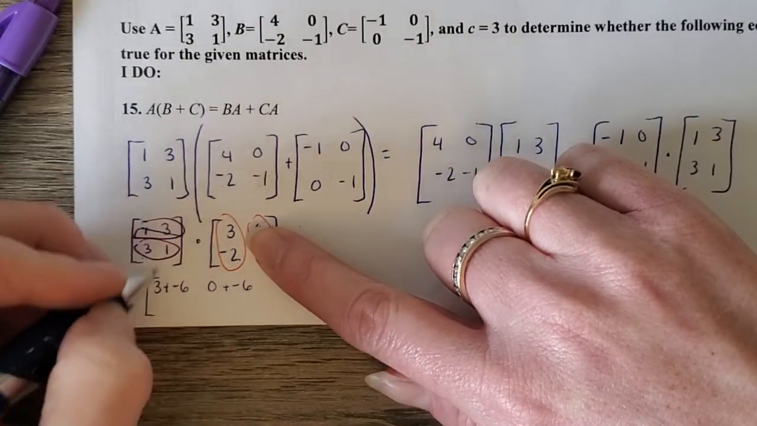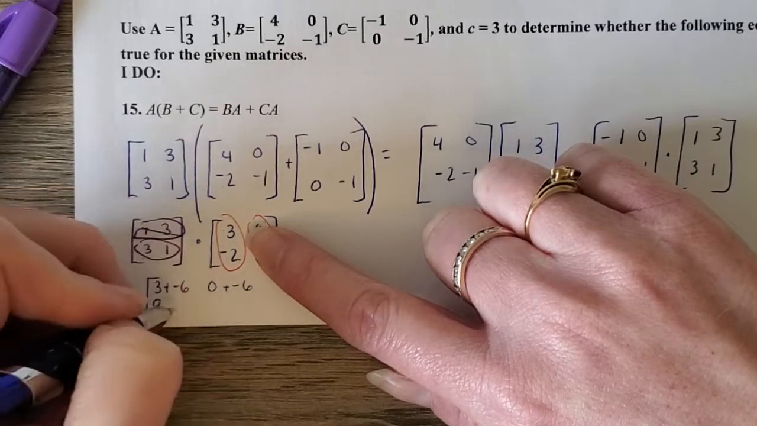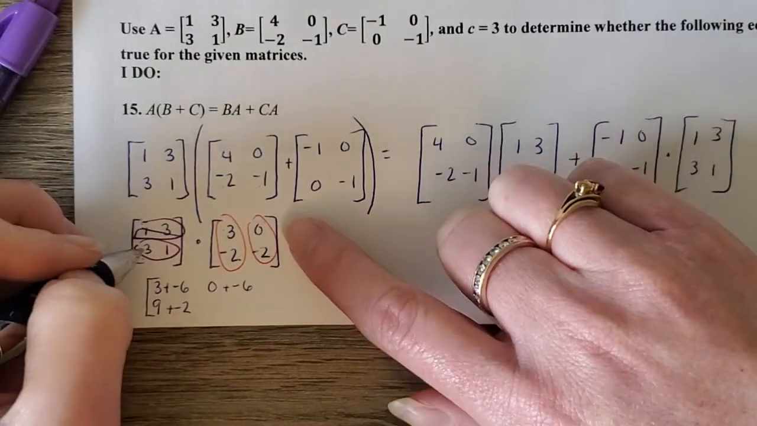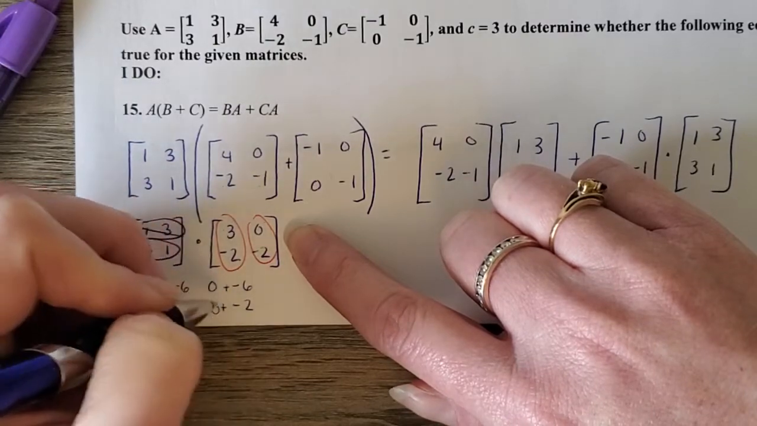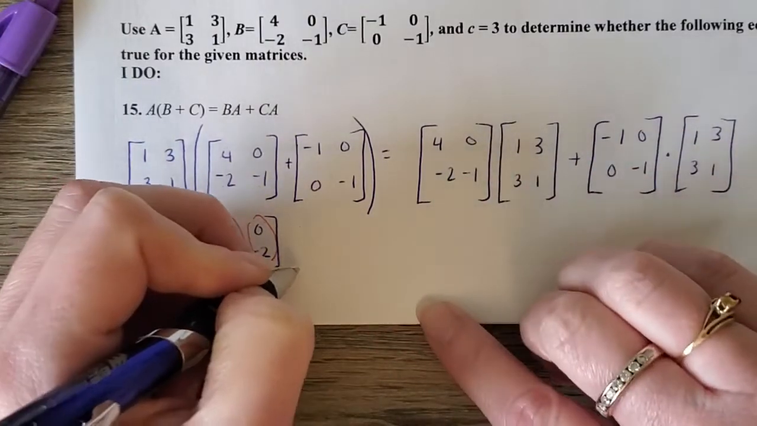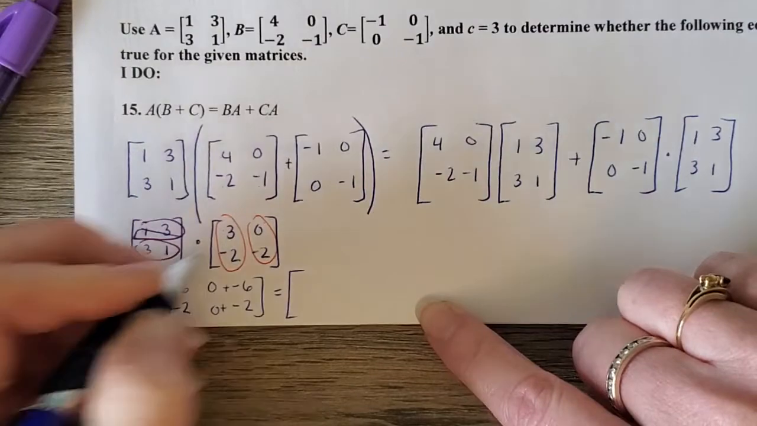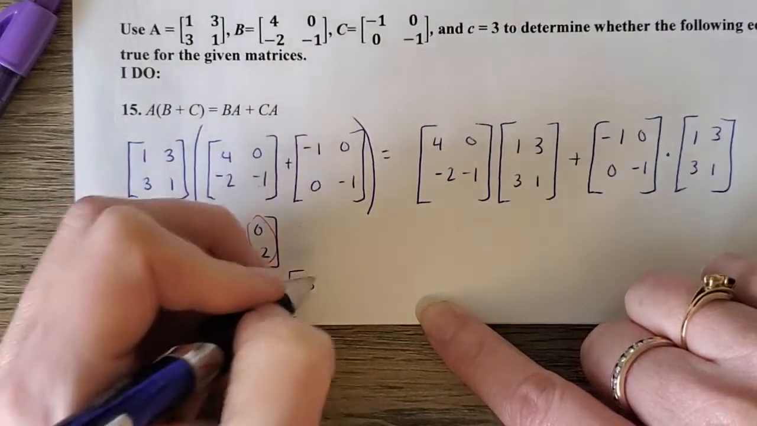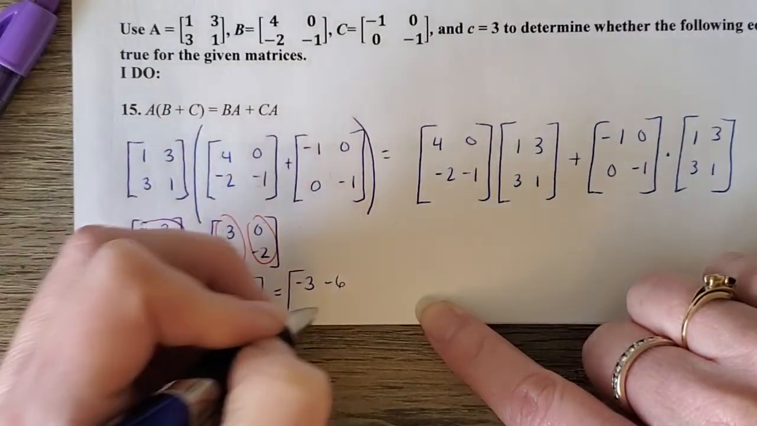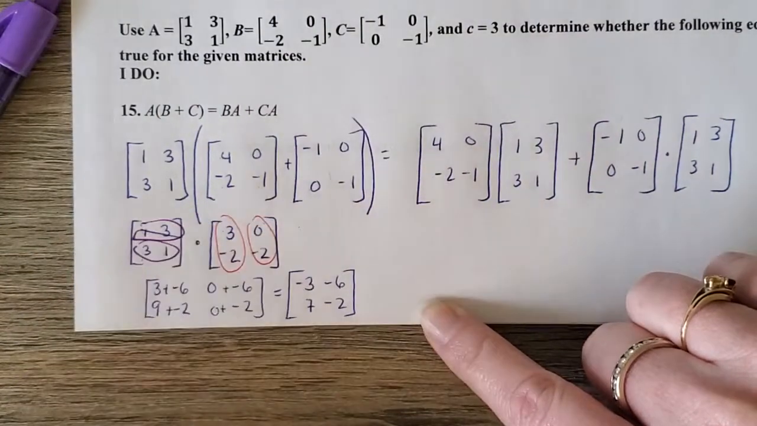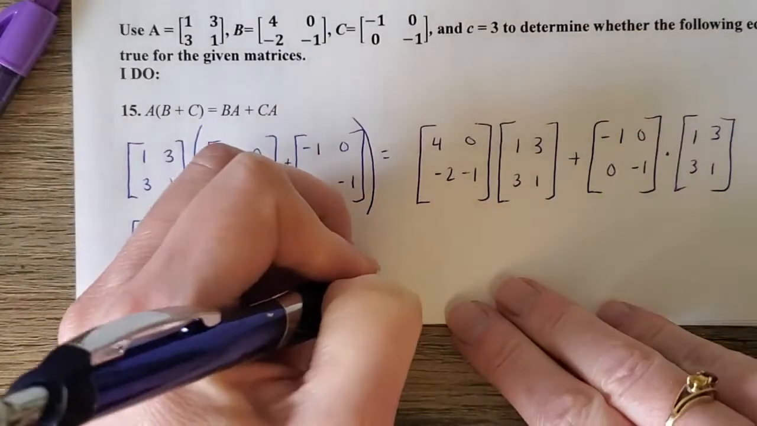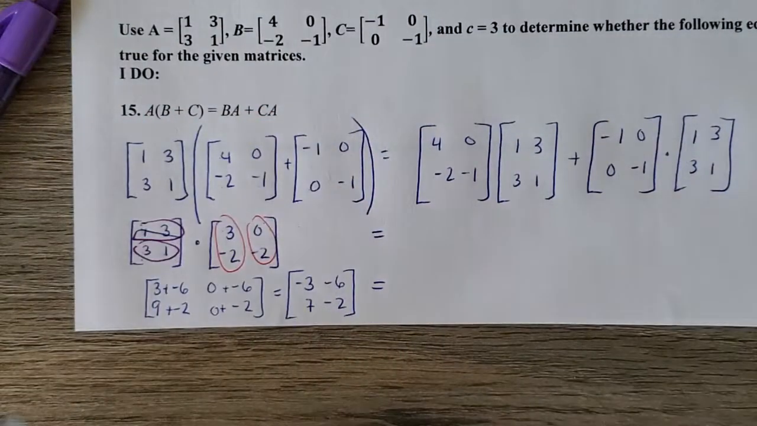So now 3 times 3 is 9. 1 times negative 2 is negative 2. 3 times 0 is 0. 1 times negative 2 is negative 2. And if we add those together and we get the final answer, this would be negative 3 in this corner, negative 6 in this corner, 7 in this corner, and negative 2 in this corner. So that's the answer for the left side. The question is, is it equal to the right side?